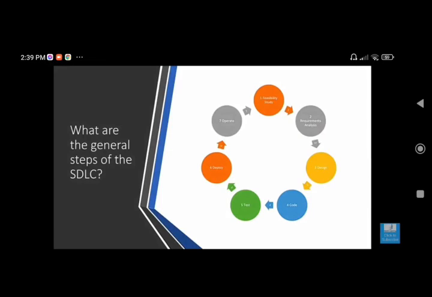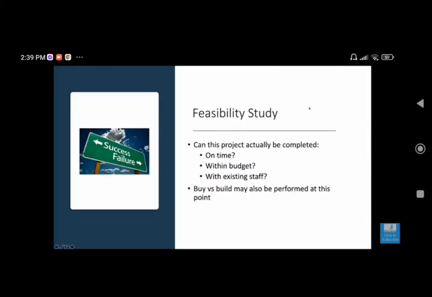Let's look at each one of these steps in a little bit more detail. The first step in the process is the feasibility study. The project team will want to answer some key questions at this point. For example, can the project be completed on time? And can it be completed within the existing budget that's been set aside for this particular project? Also with the existing staff, do you have the expertise in-house to do this kind of project, or are you going to have to hire out contractors?